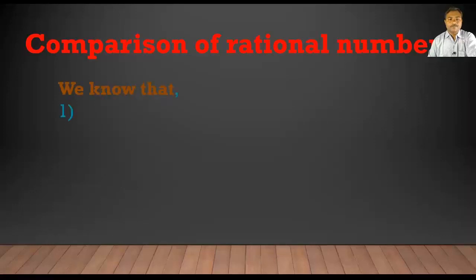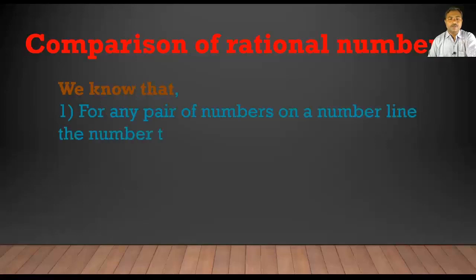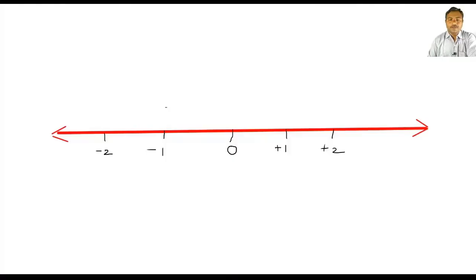We know that for any pair of numbers on a number line, the number to the left is smaller than the other. In this number line, we know that negative 2 is less than negative 1, negative 1 is less than 0, and 0 is less than positive 1, positive 1 is less than positive 2, and so on.